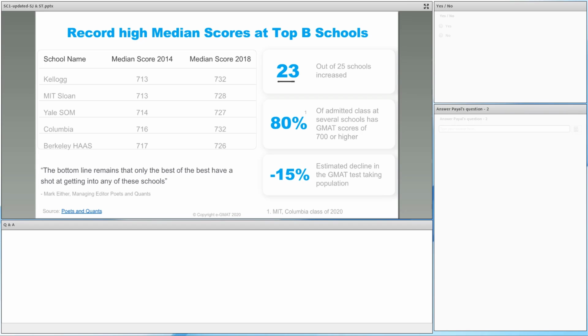Right? And here's a very good quote from Mark Ether, who's the managing director of Poets and Quants, and he says that the bottom line remains that only the best of the best have a shot at getting into a top B school. So even when the number of people taking the test has reduced by 15%, people are scoring well, and since the median scores have increased, it's a clear indication that the quality of students has increased over time.